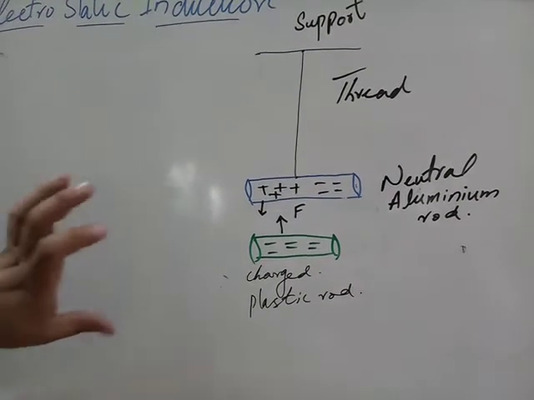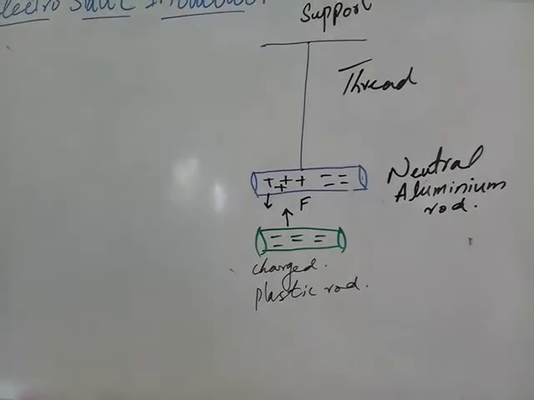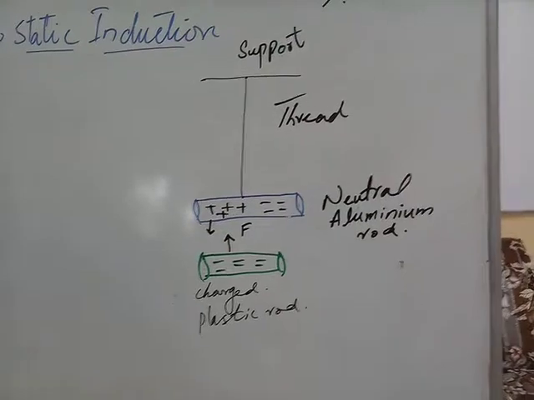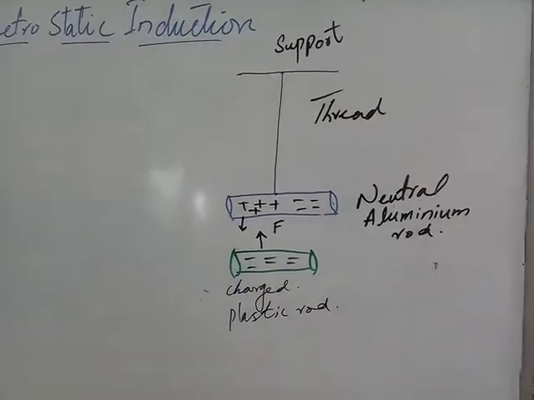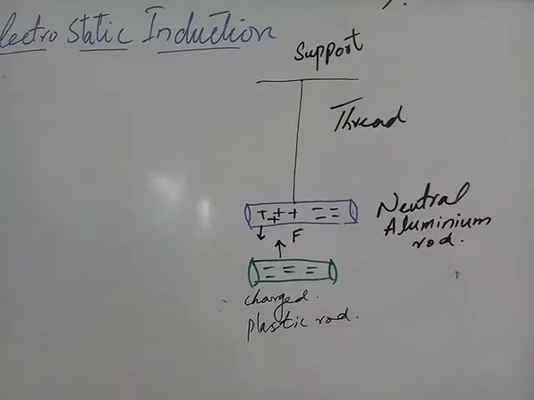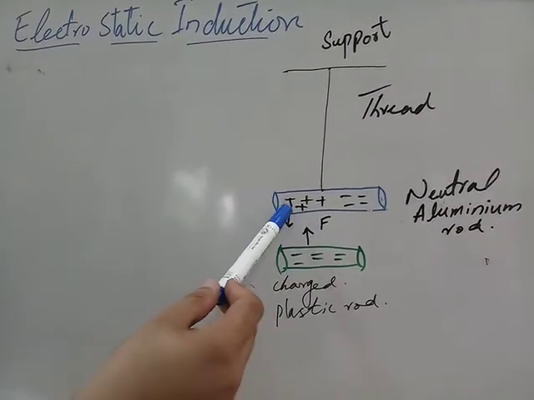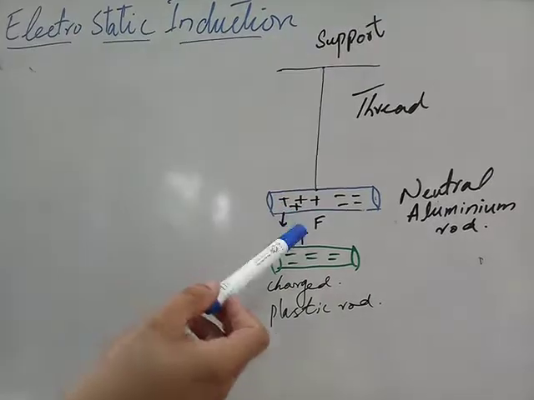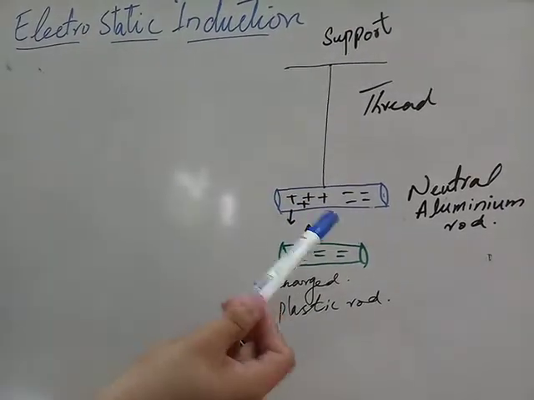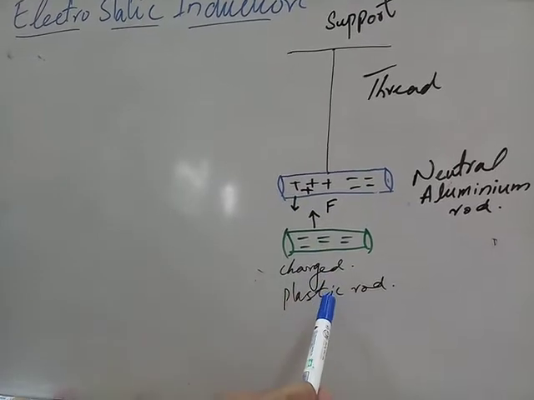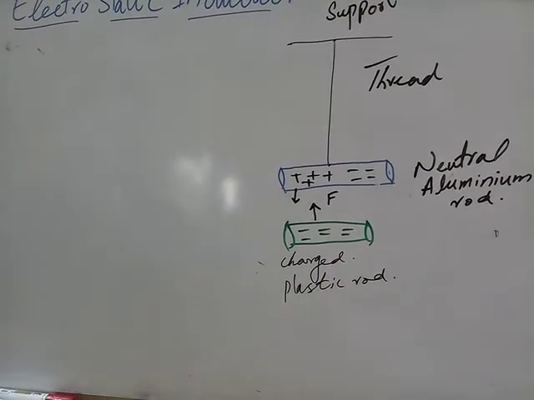So how do these two rods attract each other? In the previous topic we said that in the properties of a charged material, the sure test for a charged body is repulsion. So we discussed this in the earlier activity. First of all, this neutral rod and this charged plastic rod attract each other. How is this possible?